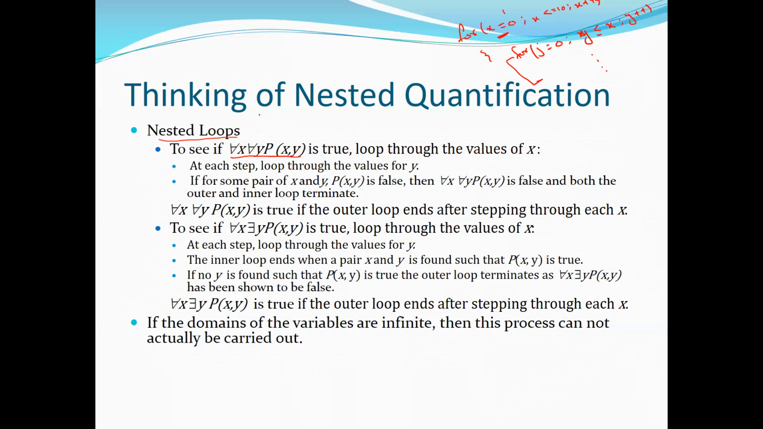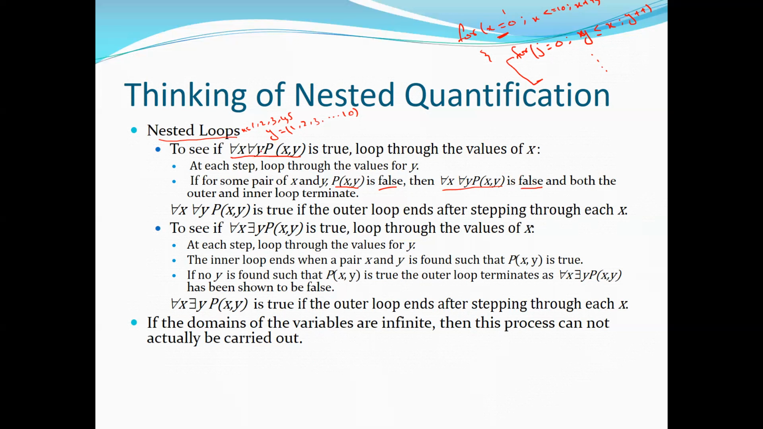So for example, the domain of x is 1, 2, 3, 4, 5, so x values are these. The y values are, say, 1, 2, 3 up to 10. If these are the y values, for every value of x, we have to loop through all the y values. For x equal to 1, try this for all the y possibilities. For x equal to 2, you have to check for all y values. So at each step, loop through the values of y. If for some pair of x and y it is false, then for all x, for all y, P of x comma y is false, and both the outer and inner loop will terminate.